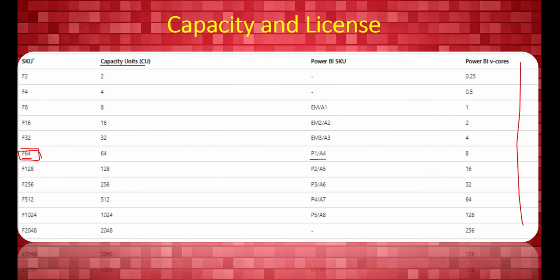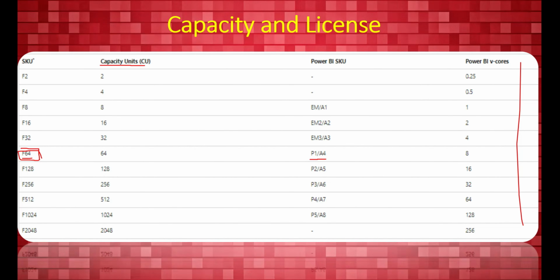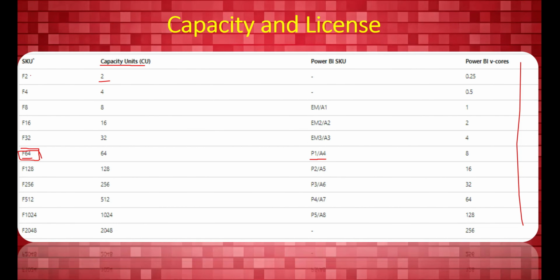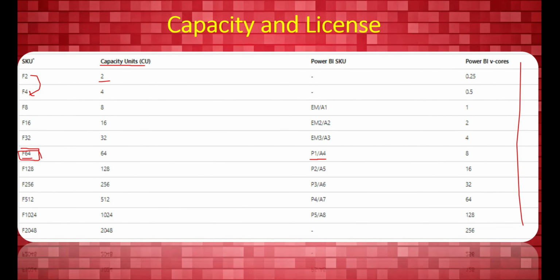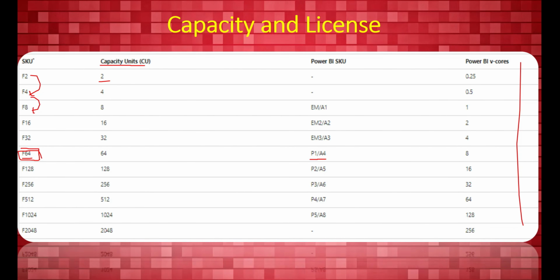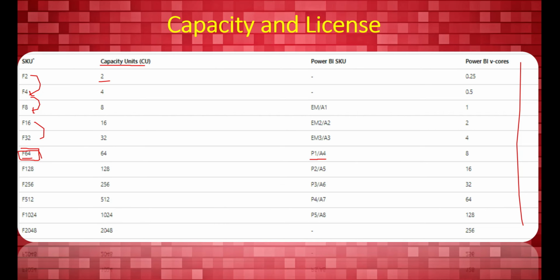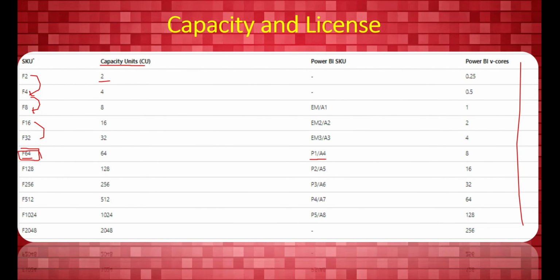And so this concept of SKU, if you understand, F2 has two capacity units. If you go for F4, it is double the capacity. Similarly, it goes on multiplying by 2x. Every step you go, it doubles, and similarly the cost also doubles.